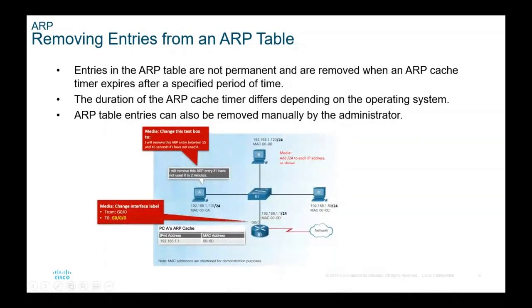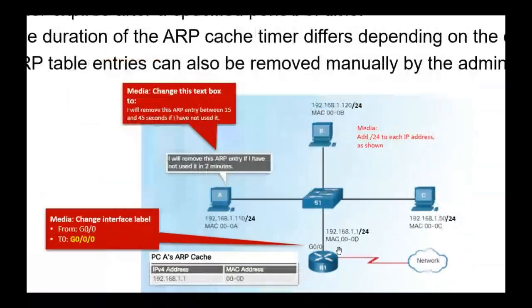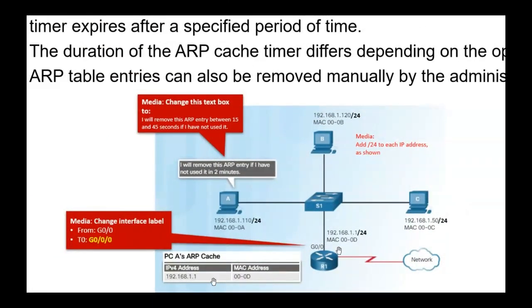So entries in the ARP table are not permanent. They can expire, and we can also delete them. The duration of the ARP cache is different. Let's look at this diagram. The text box says, I will remove the ARP entry between 15 to 45 seconds if I have not used it. So basically that's what it's saying, in the PC's ARP table, ARP cache, should I say.